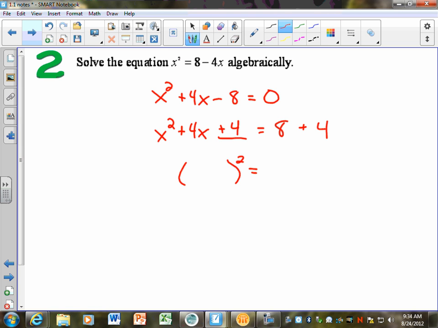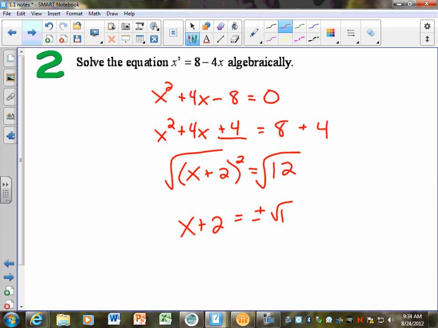And then I'm going to factor this. It's always going to be a perfect square, so that's why I can write it as something squared. And it's always going to be half of that middle number. Half of 4 is 2. I'm going to take the square root of both sides, and I'm going to get x plus 2 equals plus or minus the square root of 12.